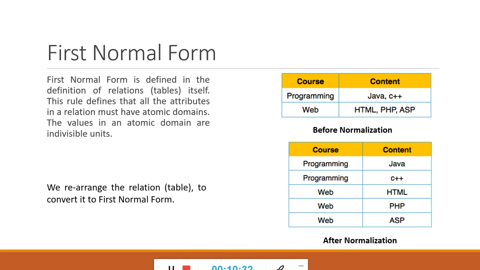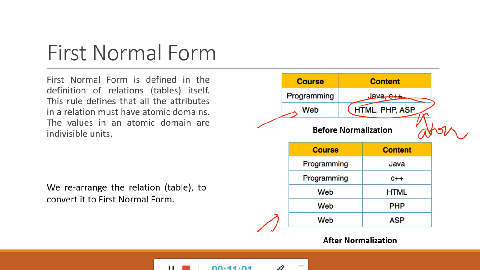It says that we should not have multiple values in a single column. All the records should be atomic. So if there is a table with course and content, for the web we have the languages HTML, PHP, and ASP. This should be atomic records like this, as you can clearly see: web, HTML; web, PHP; web, ASP.